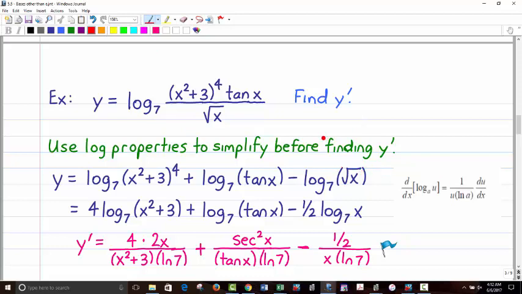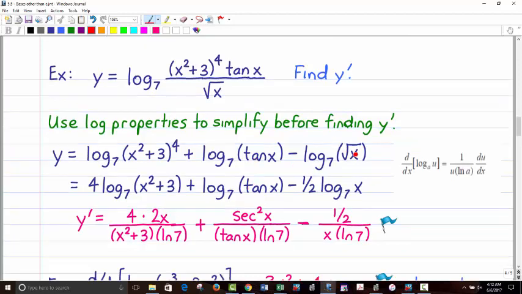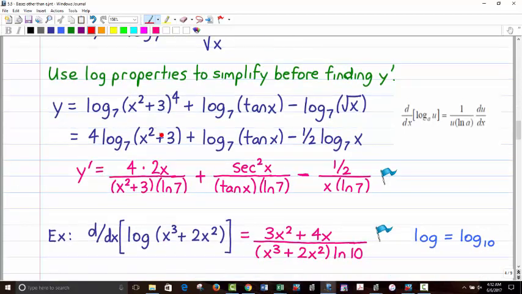Now we're going to bring down any exponents we can bring down. So this 4 will come down. Nothing happens with the middle part. And then that's x to the 1/2, so the 1/2 will come down. So we have this. So now we're ready to take the derivative.